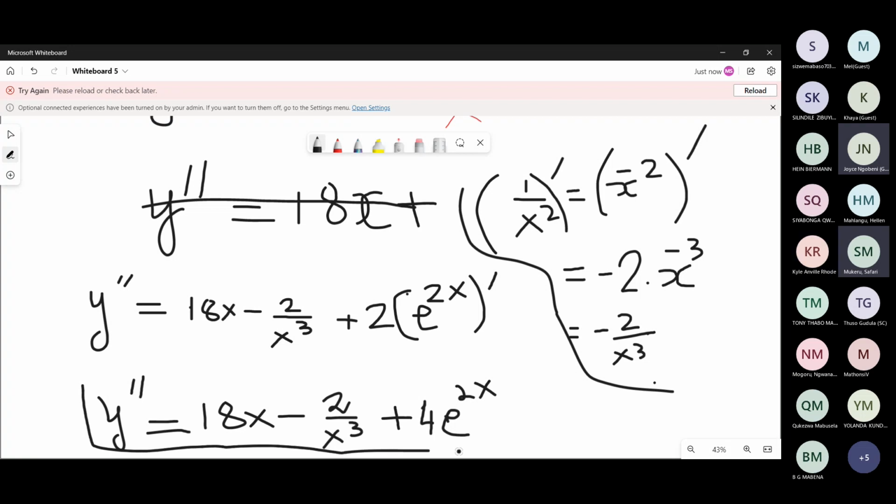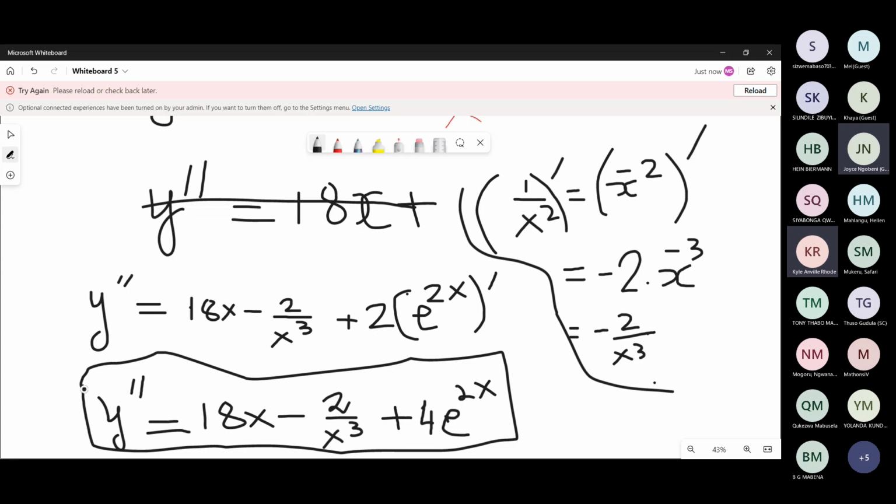You can check if this is in the list of the options. You can try to manipulate and find it. This is the answer. Okay, so that was the derivative, the second derivative. Very, very elementary. Next time we will discuss optimization, how we apply it.